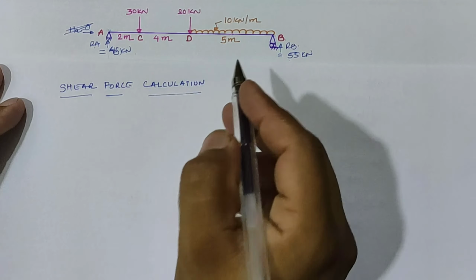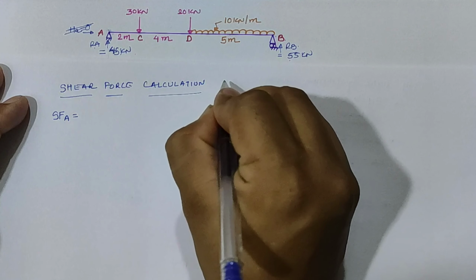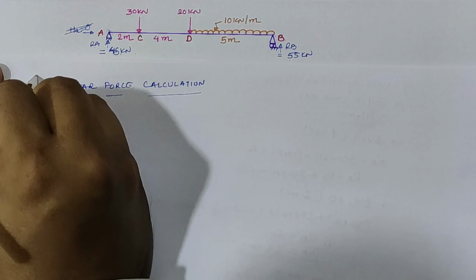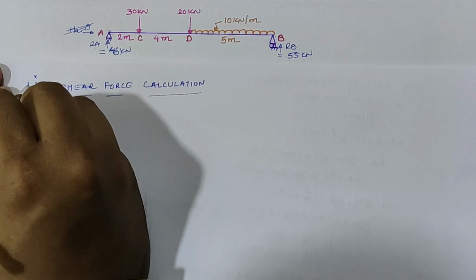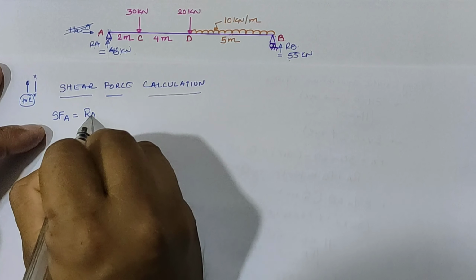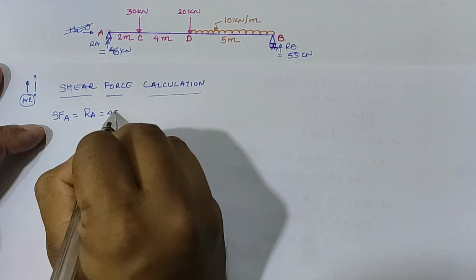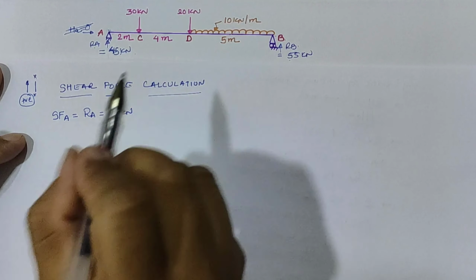So let us go for the calculation of shear force at point A. Now at point A, we take the total unbalanced vertical force to the left or right. Considering the left hand side, we have only 45 kilonewton upward force, and according to the assumption, upward force on the left hand side is a positive value. It means that SF at A is equal to RA, which is 45 kilonewton.